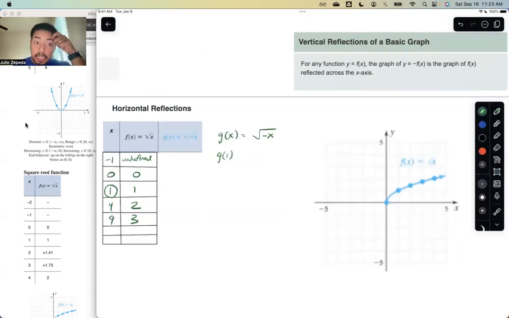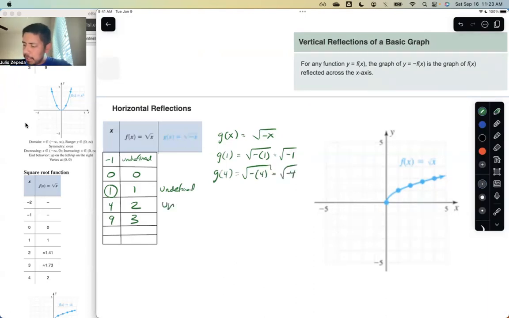But if we plug it into g, let's see, g of 1 is equal to the square root of the opposite of, and I plug in my 1. Now this becomes the square root of -1, which is undefined, or it's not a real number. In this case, we'll just call it undefined. We're not working with imaginary numbers in this class. Let's try g of 4. But notice that this negative inside of the square root function is going to make any positive number I plug in, like 4, now the square root of a negative, which is undefined. Same thing with 9.